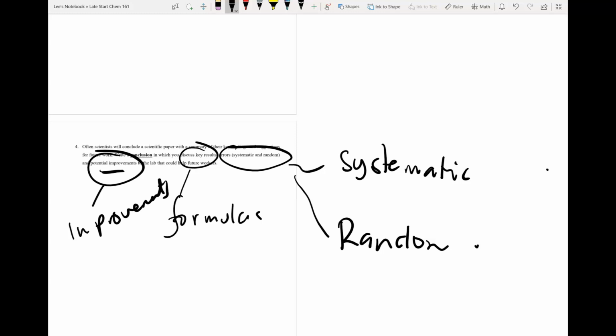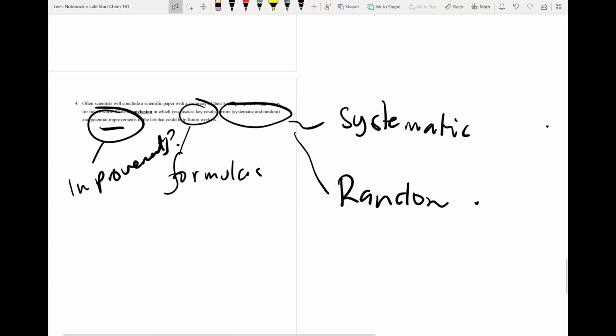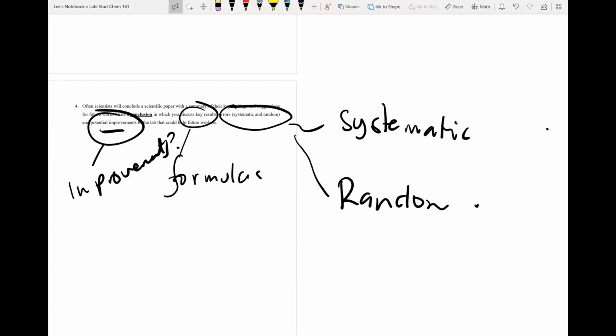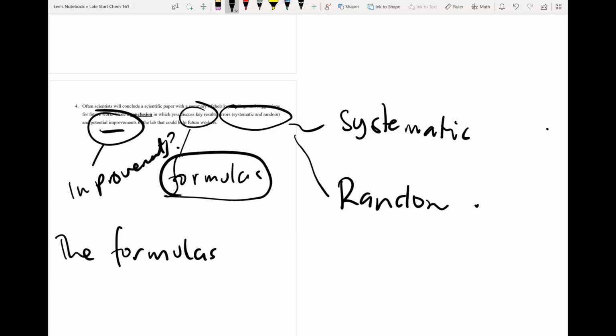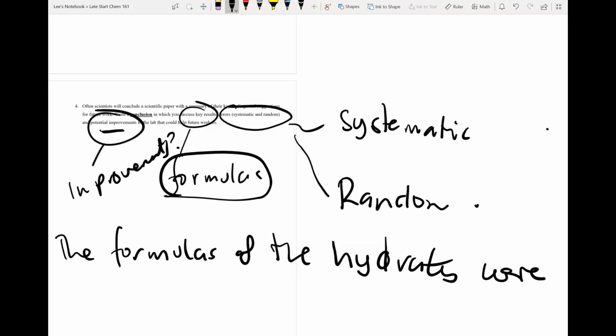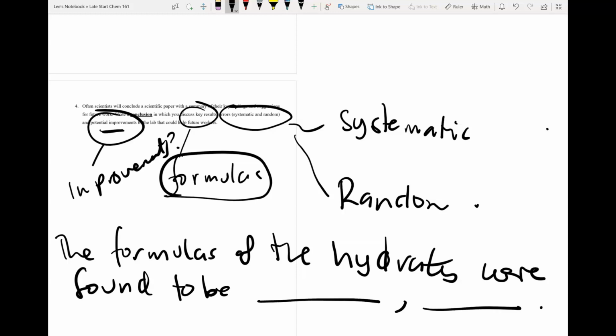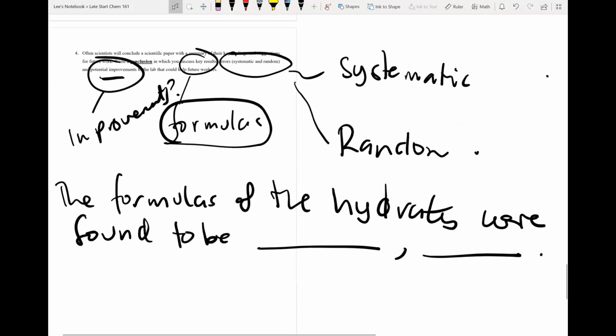So let's talk about the key results. The key results is the formulas. So you want a sentence that gives the formulas. And so I would just say something like this: the formulas of the hydrates were found to be, and then I would give your two formulas. Alright, so that would cover your key results.